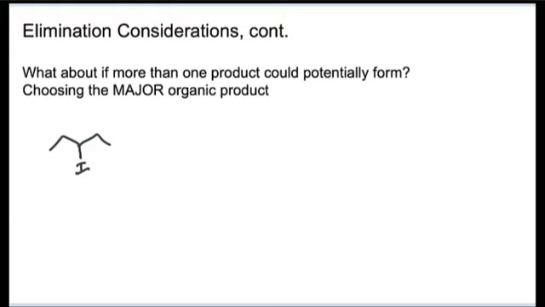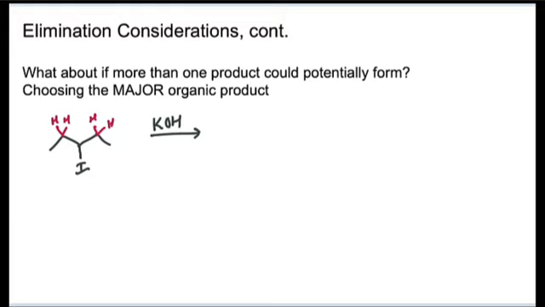Maybe I could have iodine as a leaving group, and we're reacting with KOH, potassium hydroxide. So a couple things that you can do to help yourself solve this problem is maybe to draw in any and all beta hydrogens that could leave as protons.